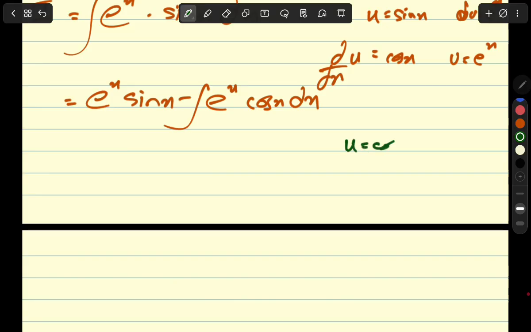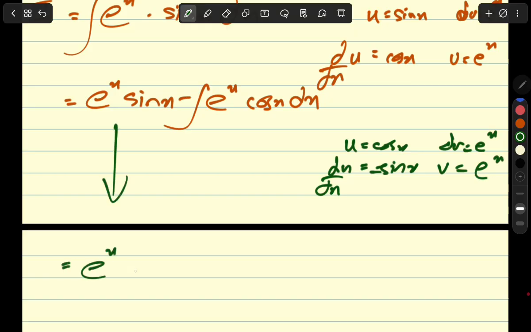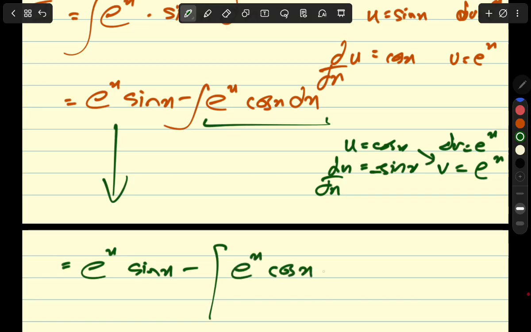So u is going to become cosine of x, du by dx is going to become minus sine x, and dv is going to become exponential of x, and v is going to become exponential x, right? So I'm going to copy it down as it is, which is exponential x sine x, and minus, now integration by parts, when I apply here, I first multiply this with this, so this becomes e^x cosine of x, right?